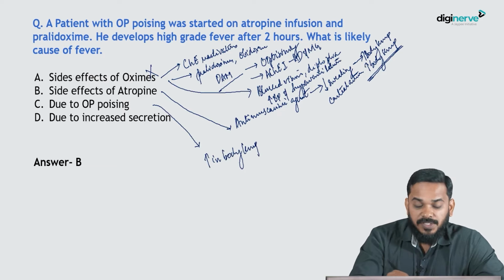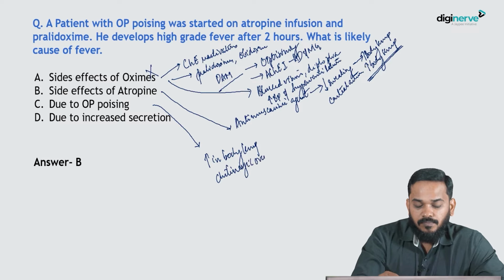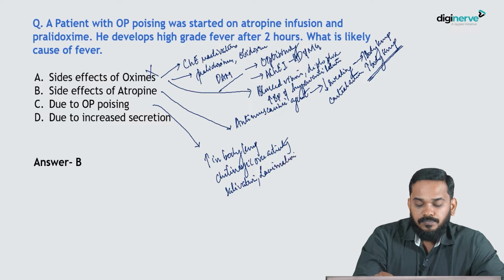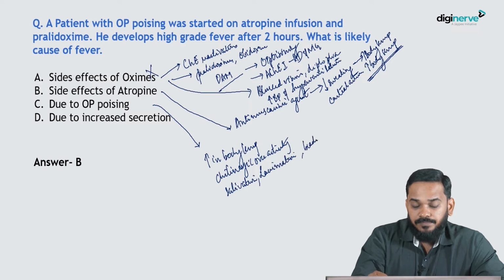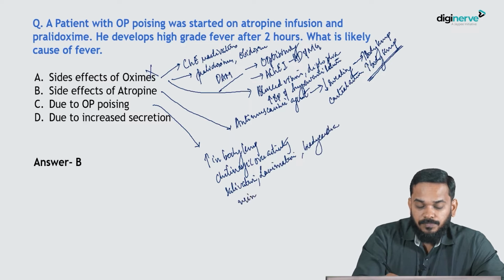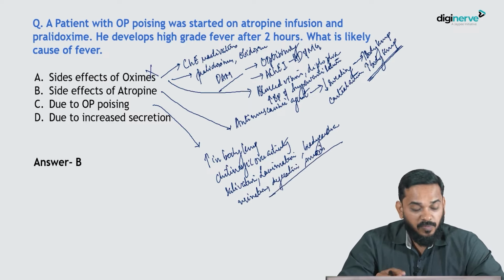Organophosphate poisoning produces symptoms of cholinergic overactivity: salivation, lacrimation, bradycardia, urination, defecation, and miosis. These are the common symptoms of organophosphate poisoning. So the correct answer is option D.